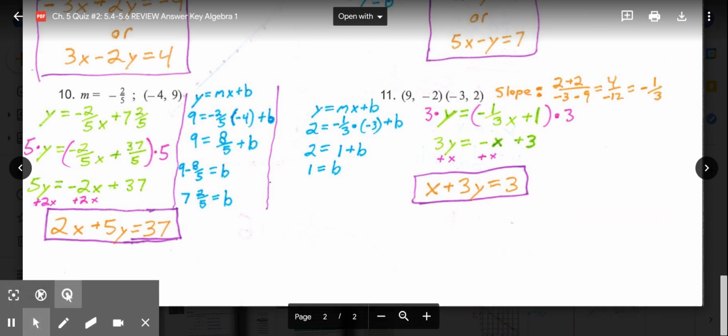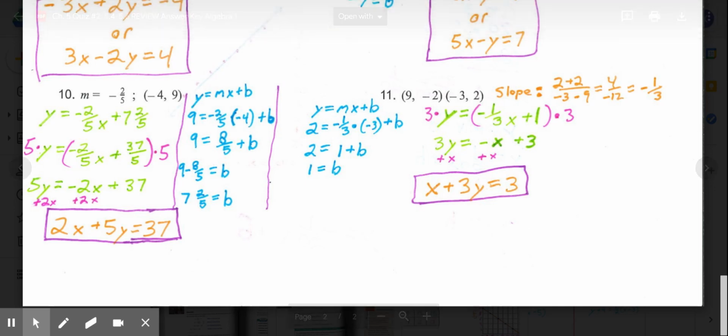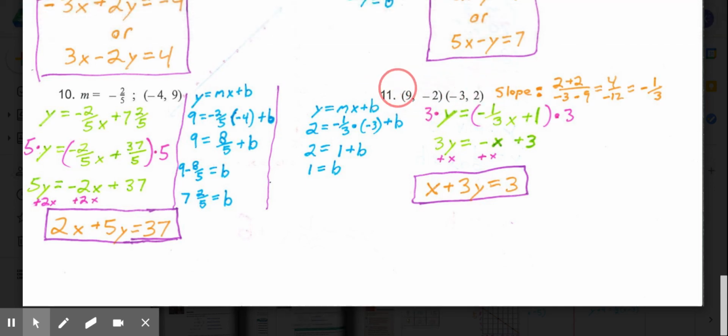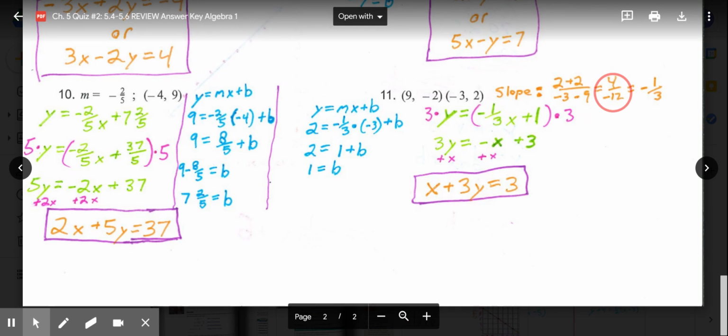Then our last problem, we're given 2 points. So the first thing we need to do when we're given these 2 points is to find the slope. So change in y over change in x. 2 minus negative 2 on top is 2 plus 2. Negative 3 minus 9 on bottom is negative 12. So we have 4 over negative 12, which simplifies to a negative 1/3. So now I have my slope.